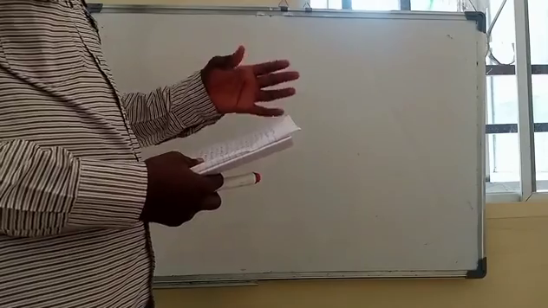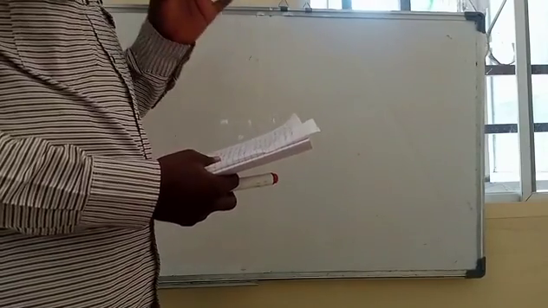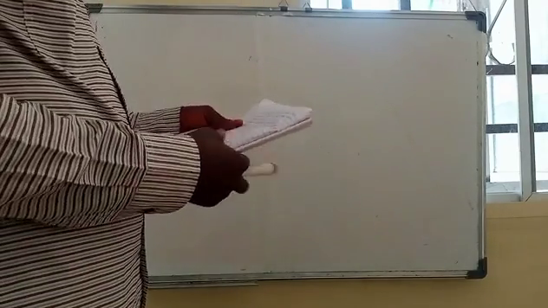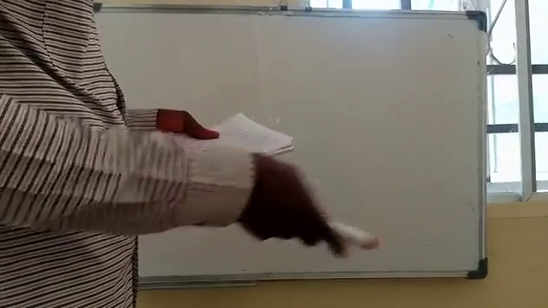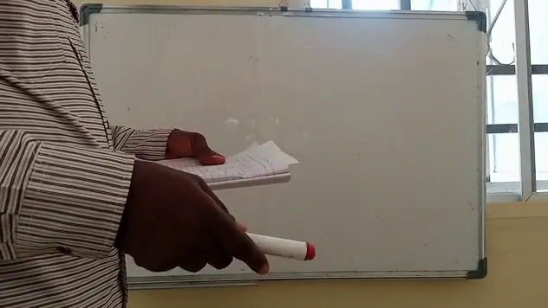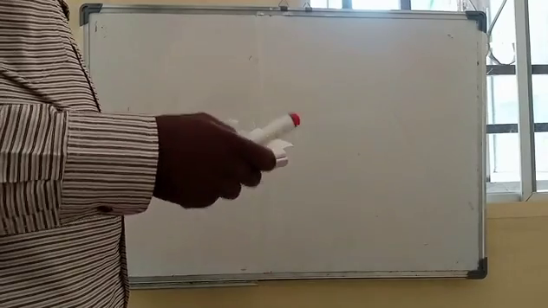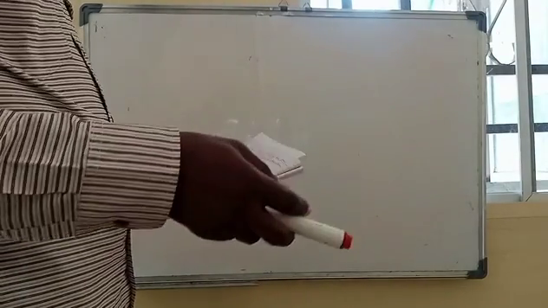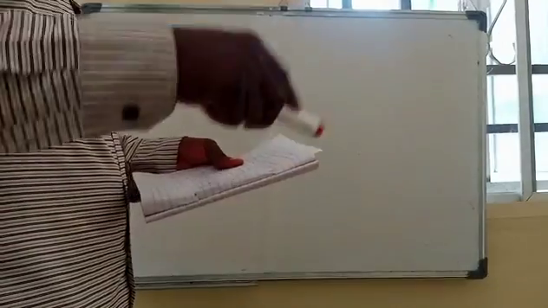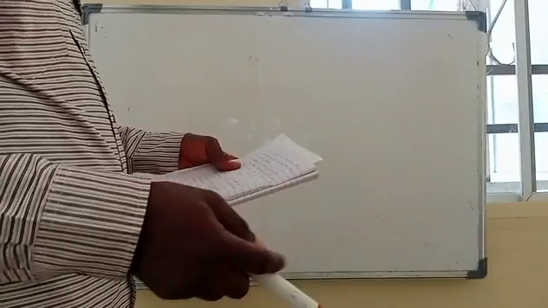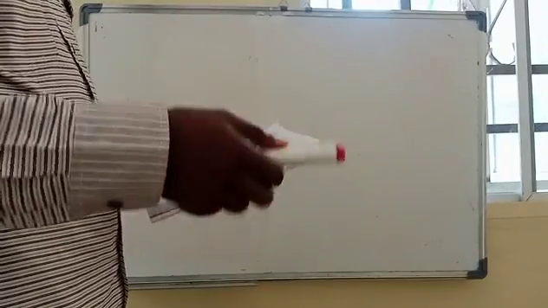A boat sails around a quadrangular line ABCD. It starts from A to B, 4 kilometers due east of A. So the boat starts from A to B, 4 kilometers due east of A.